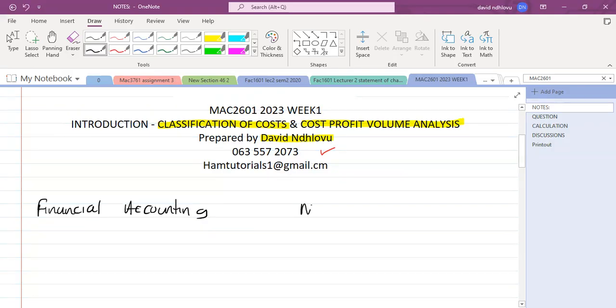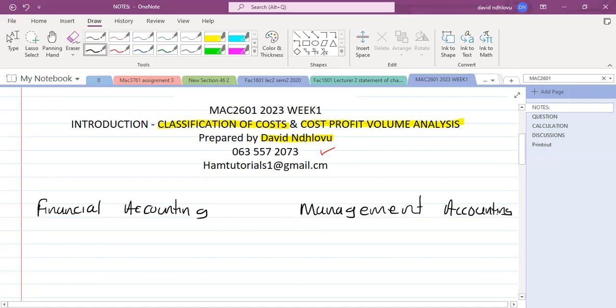Then there is management accounting. As you can see, both are accounting disciplines. One is called financial accounting, one is called management accounting. We need to be able to differentiate between these.